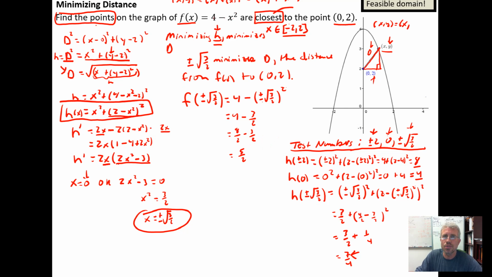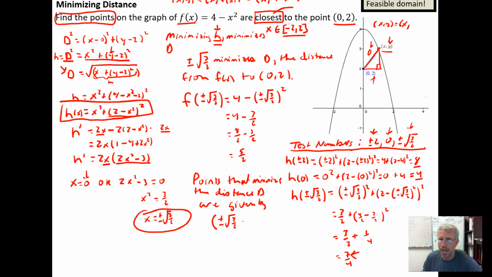So the points on the graph that minimize the distance d are given by, there's 2 points. They're located at plus or minus the square root of 3/2, comma, 5/2.